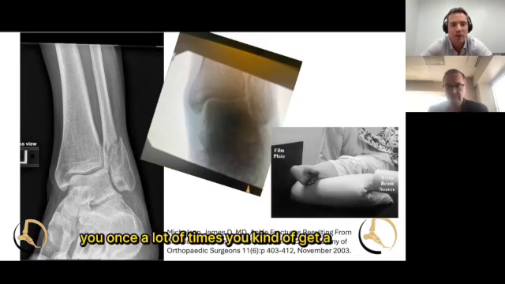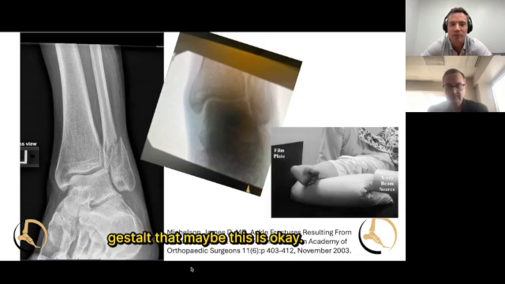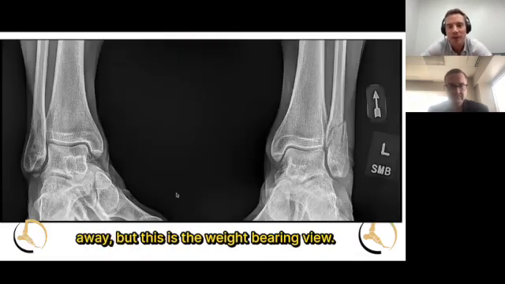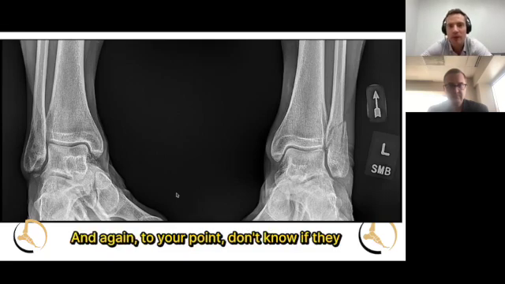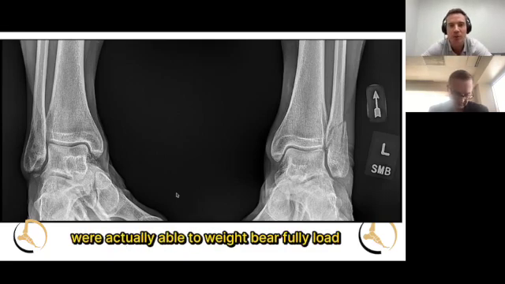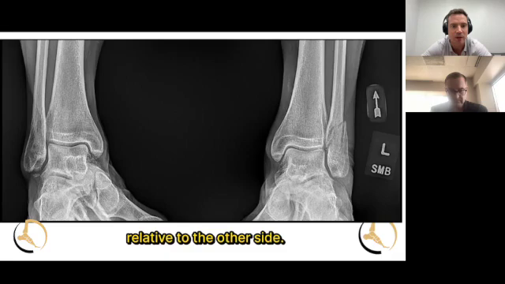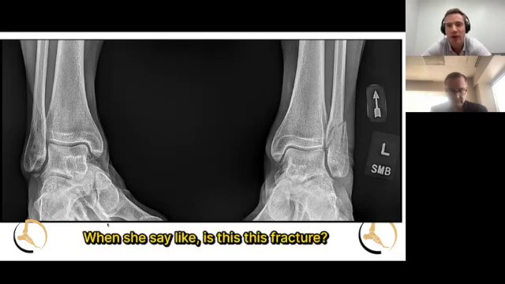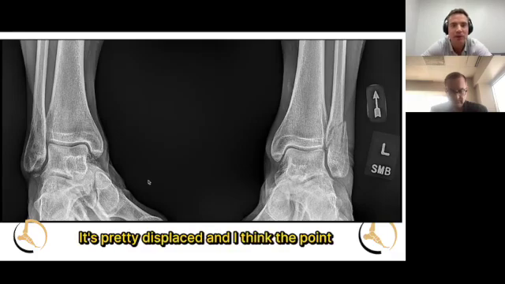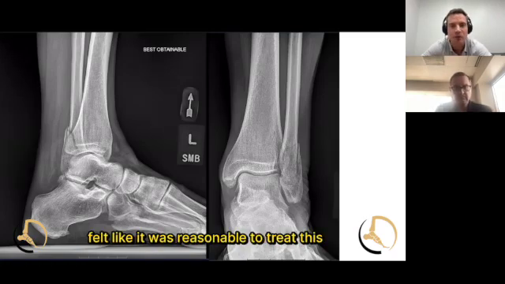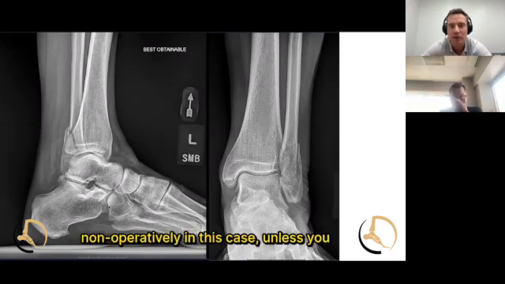But to your point, a lot of times you get a gestalt that maybe this is okay, and in some respects that's what happened in this case, because then you see my next view. I don't remember if it was right away, but this is the weight-bearing view. Again, I don't know if they were actually able to fully load on it, but it looks pretty symmetric relative to the other side. Wouldn't you say? If you look at the lateral view, it's pretty displaced. And I think the point is you can treat these non-operatively. Look at the lateral view there. It has a fair amount of displacement, but I felt it was reasonable to treat this non-operatively in this case, unless you think otherwise.